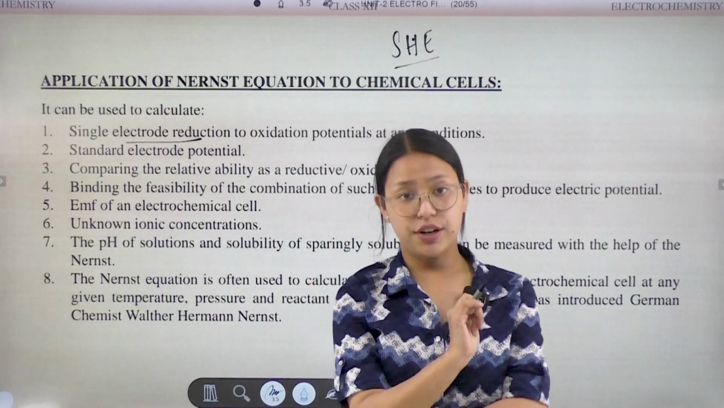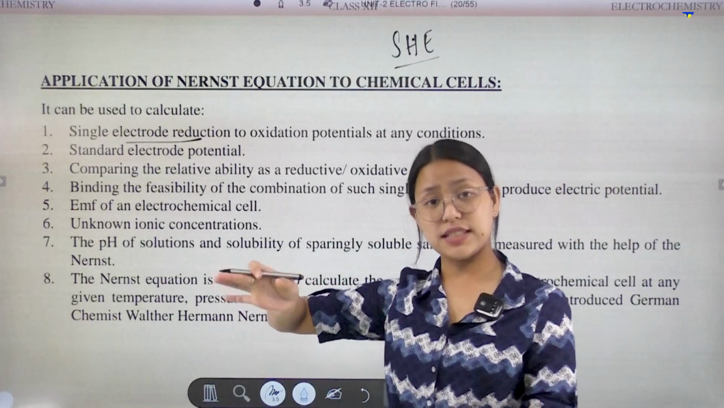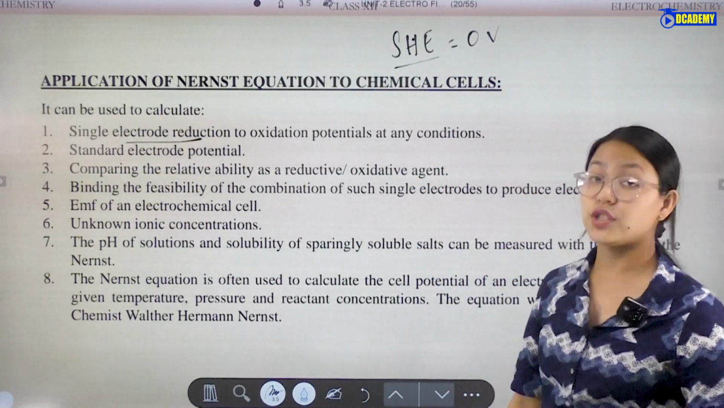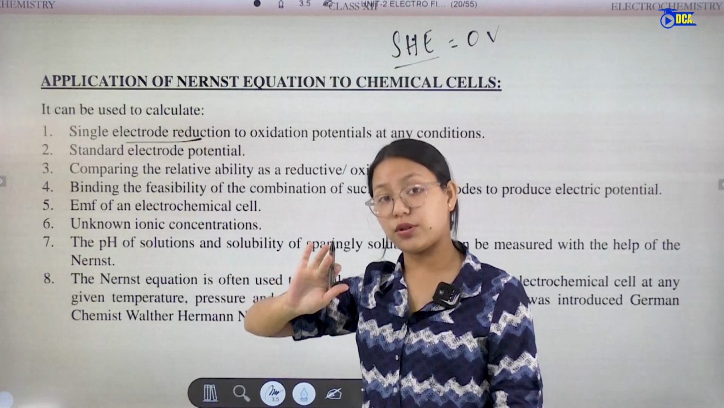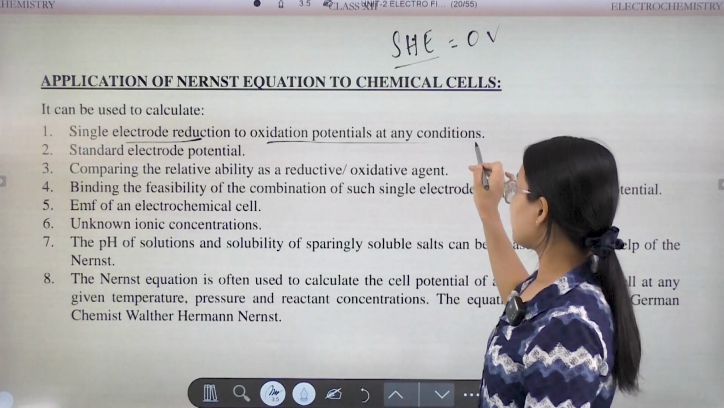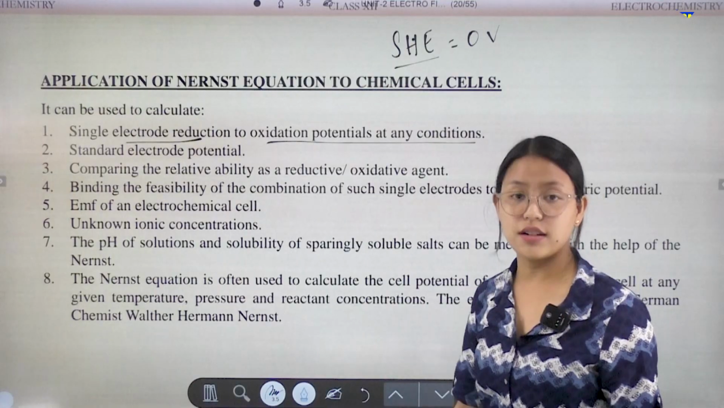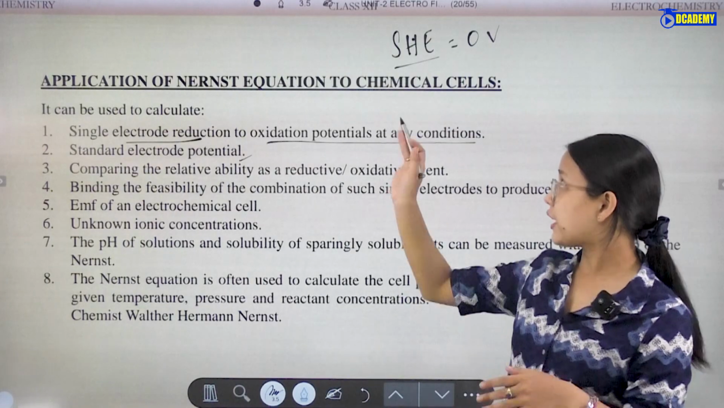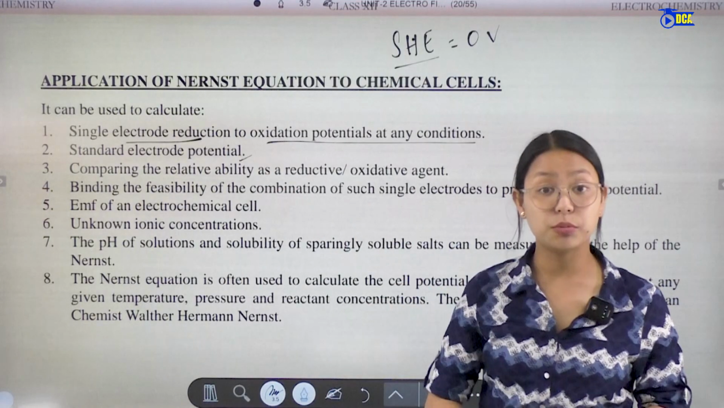For the standard hydrogen electrode, we consider another reaction, the oxidation, and its value is 0. The electrode potential of the reduction half cell can be found using the Nernst equation. To calculate oxidation potentials in any condition we use this Nernst equation. If there is a standard hydrogen electrode, that means the standard electrode potential of the hydrogen electrode is zero. We have already seen it.